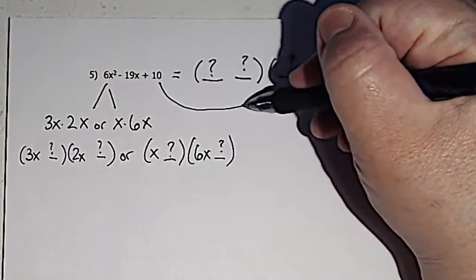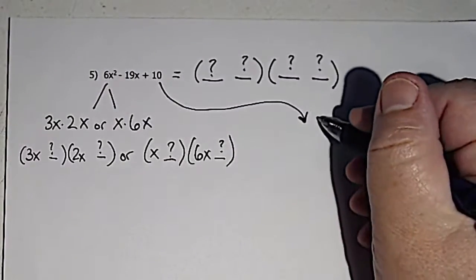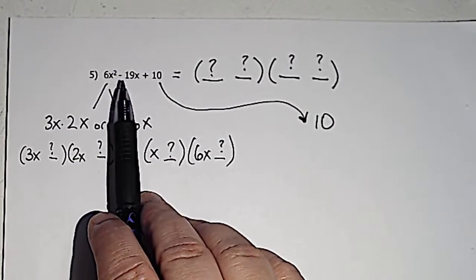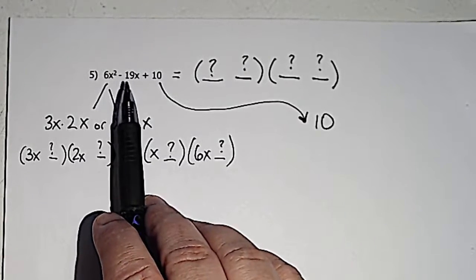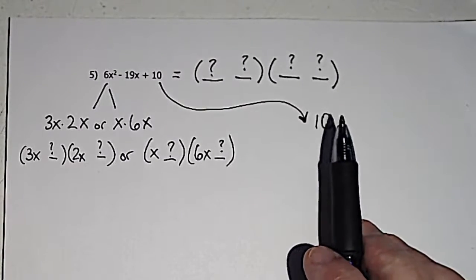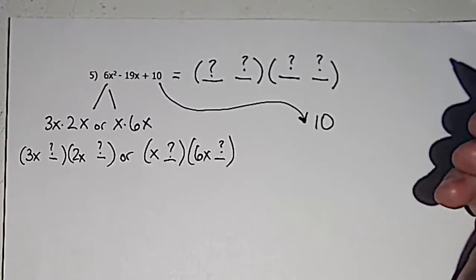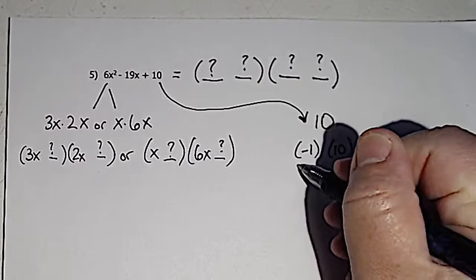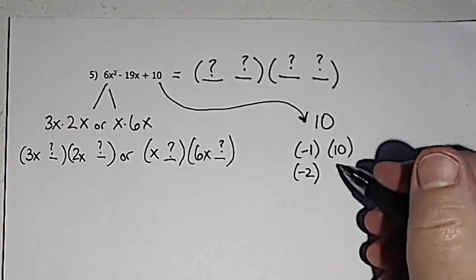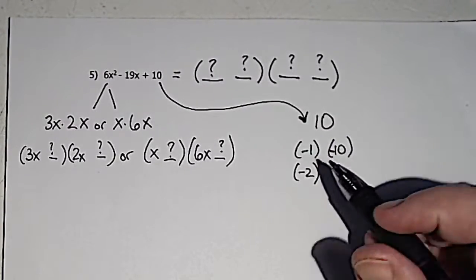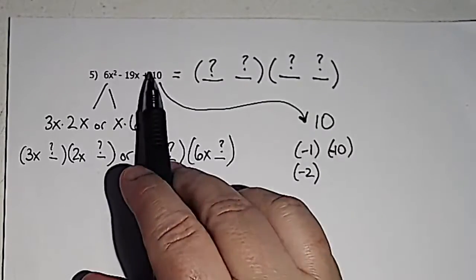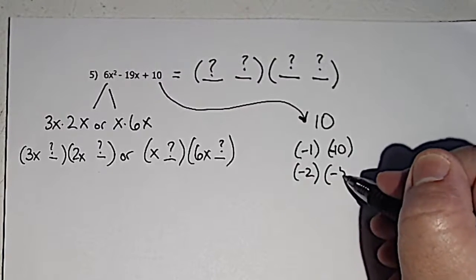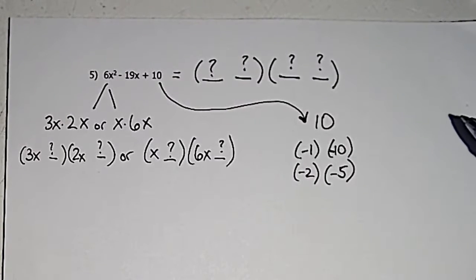Now the ending point, 10, it's a positive 10, but I'm going to look very carefully and see, ooh, there's a minus there, which tells me I have to use negative numbers. So when I'm using negative numbers to make 10, what could it be? It could be negative 1 times negative 10. I'm so sorry, because it's supposed to be a positive 10. Negative 1 times negative 10. Negative 2 times negative 5. And I think that's it.